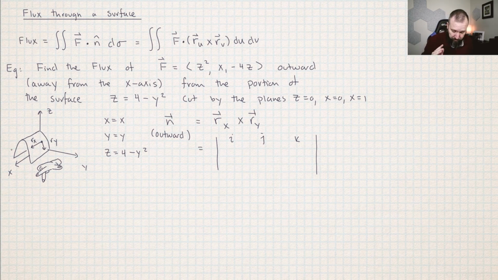All right, let me calculate these partial derivatives so I can get this outward normal vector. I'm taking this parameterization right there, and I am calculating the x partial derivative. So what, 1, 0, 0. Now I am going to do the y partial derivative. So I'm getting 0, 1, negative 2y. Okay, cross product coming up.